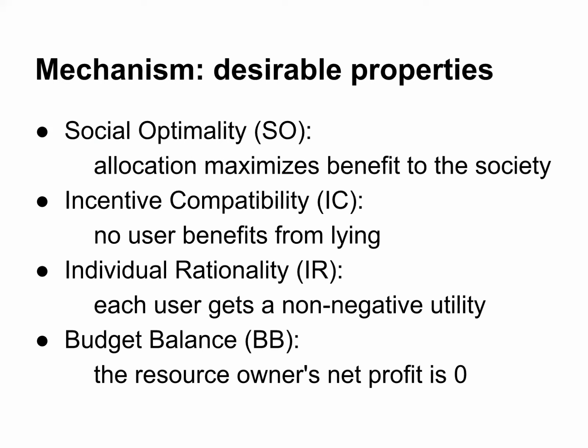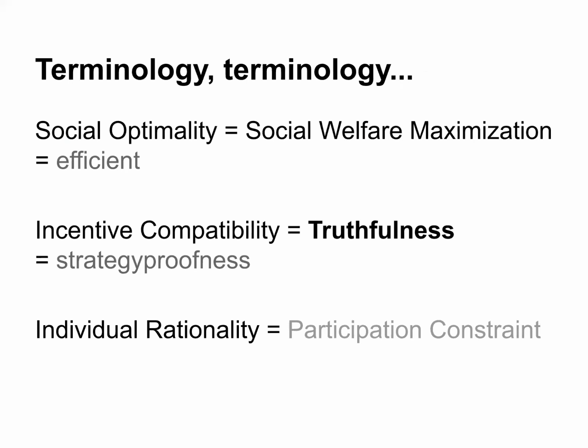And the last one is budget balance. You don't always have to have that. Sometimes the owner may make money or may subsidize the trade, but sometimes it also makes sense that the resource owner doesn't earn money or doesn't lose money. So it just redistributes the resources. And that's called the budget balance.